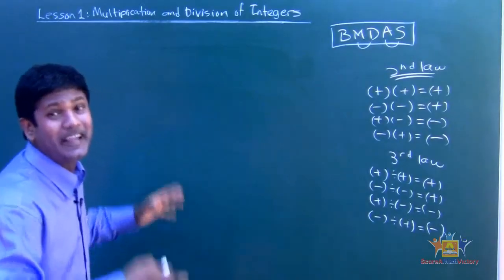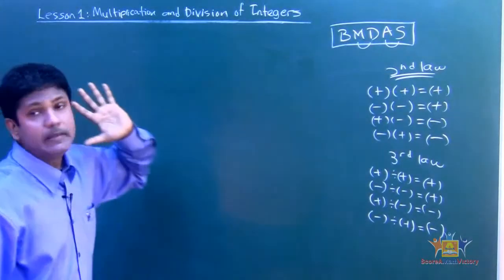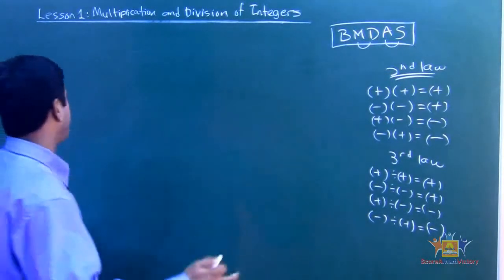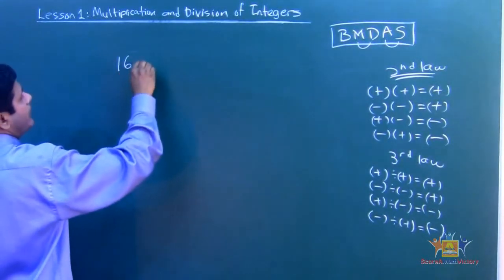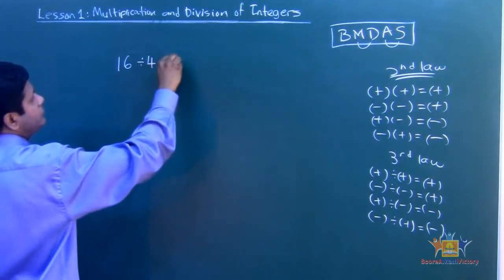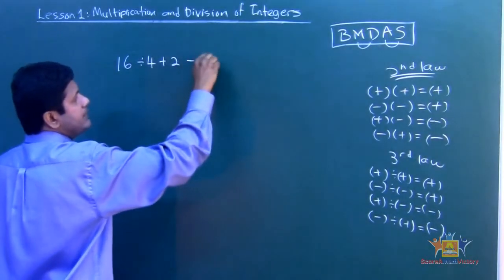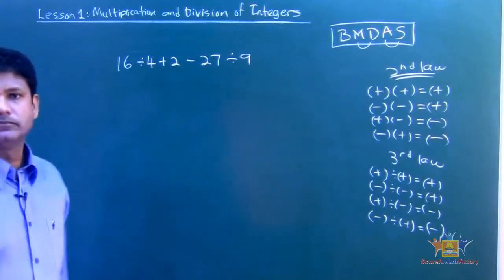Alright, my dear students, let's say for example, this time we're going to have a problem that has a combination of multiplication, division, addition and subtraction. Alright, let's do that. Let's say for example, Mr. Mac gives you 16 divided by 4 plus 2 minus, let's say, 27 divided by 9. How do you do that?